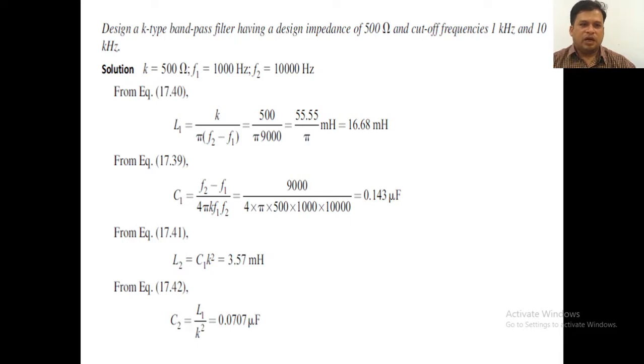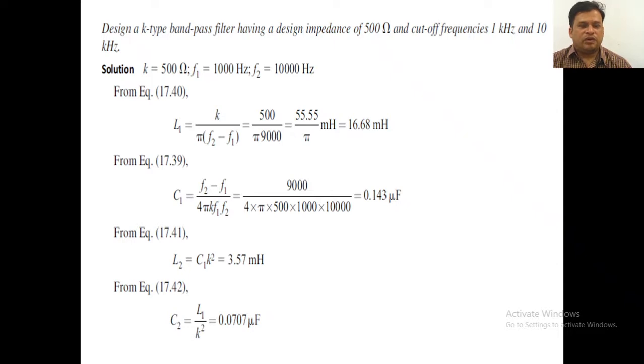Now we will see here how to derive a band pass filter having a design impedance of 500 ohms and cutoff frequencies of 1 kilohertz and 10 kilohertz. The question will be given like: design a K-type band pass filter having a design impedance of 500 ohm and cutoff frequencies 1 kilohertz and 10 kilohertz. For this solution we have to write the given data first, that is K is equal to 500 ohms, F1 is equal to 1000 hertz and F2 is equal to 10,000 hertz.